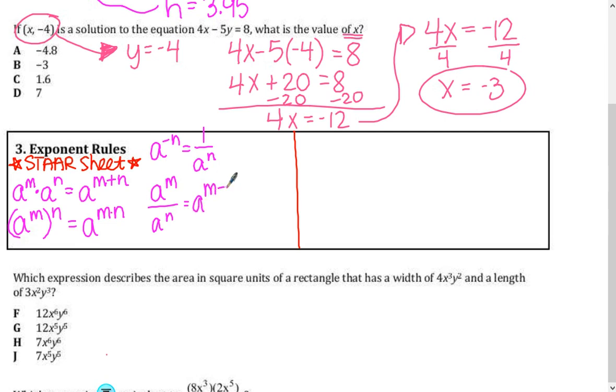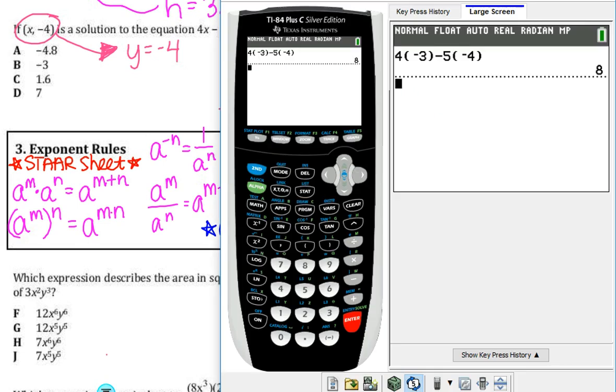A to the m minus n, meaning we subtract the denominator exponent from the numerator exponent. Now there is one that they don't give you, and that is a to the 0. This is one you would need to know, but you don't really need to know it because you can always test it in your calculator. If you're like, I don't know if it's 0 or 1, let's just try it in our calculator.